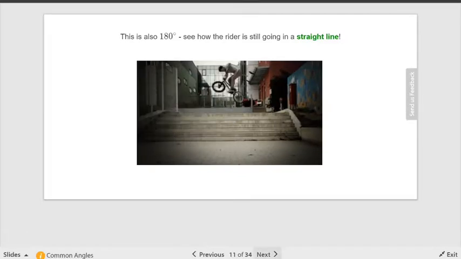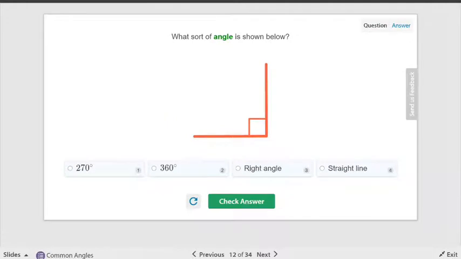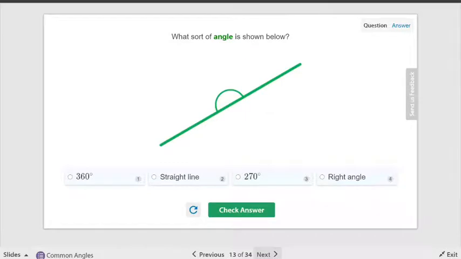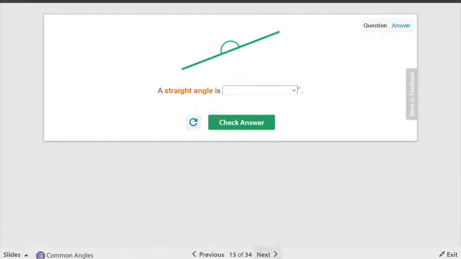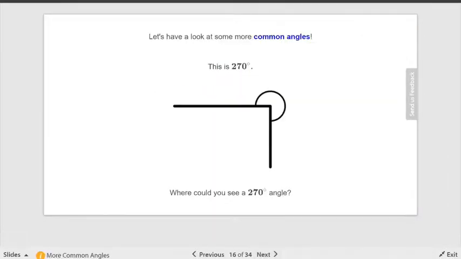Okay? All right. What sort of angle is shown below? Right angle. Excellent. What sort of angle is shown below? A straight line angle or just a straight, well, they call it straight line. I don't know why. Okay? So straight angle. A right angle is how many degrees? 90 degrees. Good. A straight angle is how many degrees? 180 degrees. Yeah. All right.